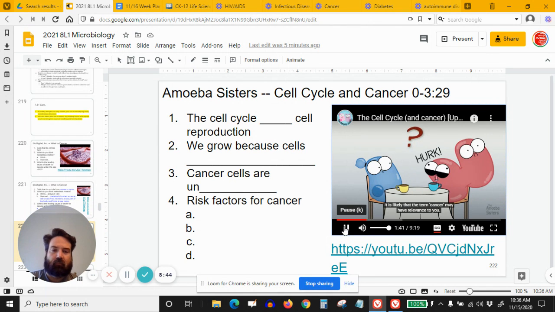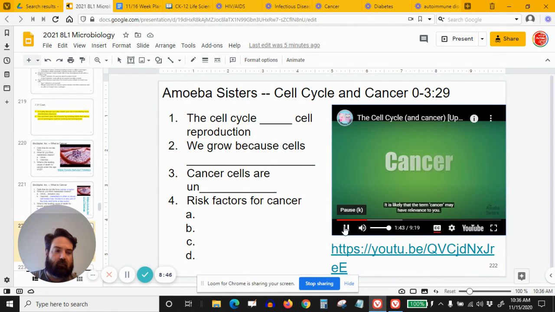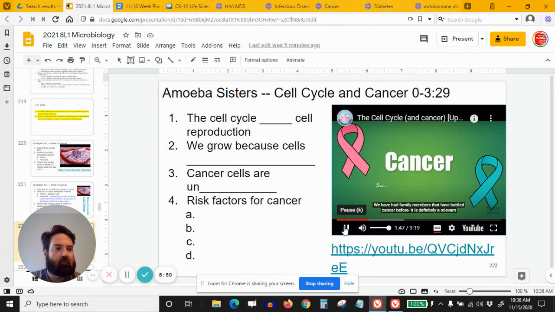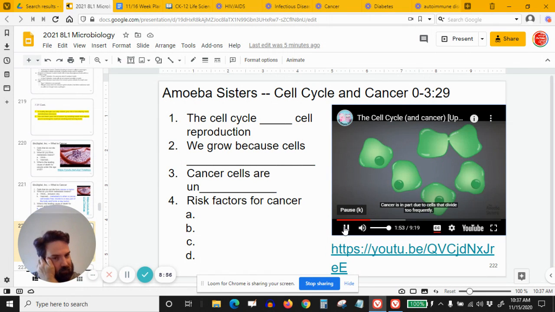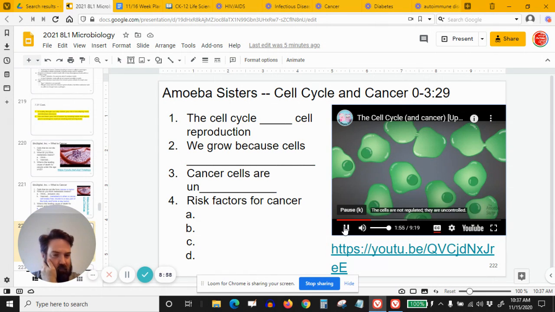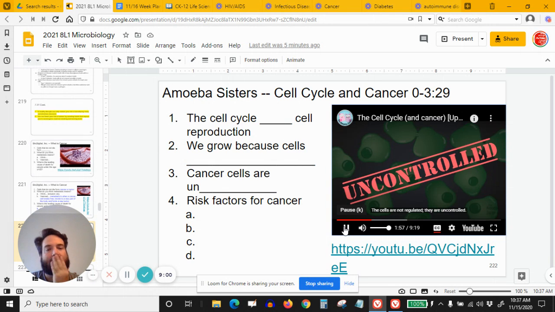Why? It is likely that you've heard the term cancer before. We have had family members that have battled cancer before. It is definitely a relevant topic for all of us. Cancer is in part due to cells that divide too frequently. The cells are not regulated. They are uncontrolled.